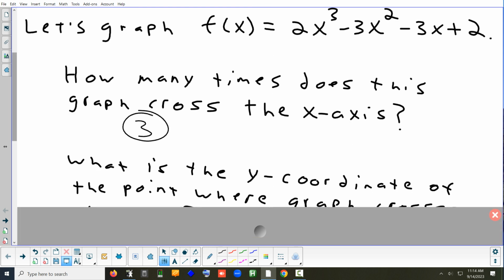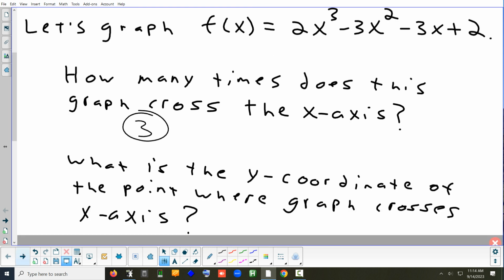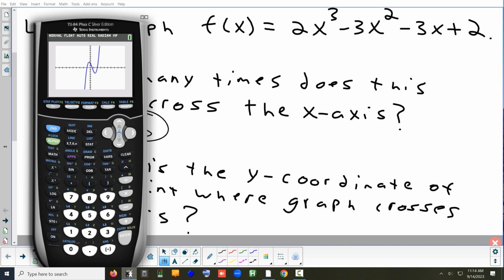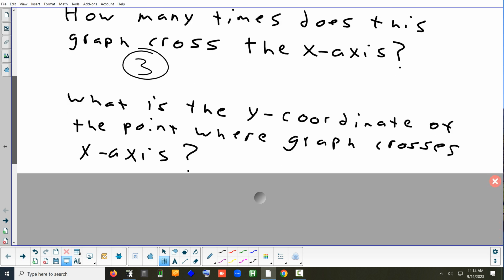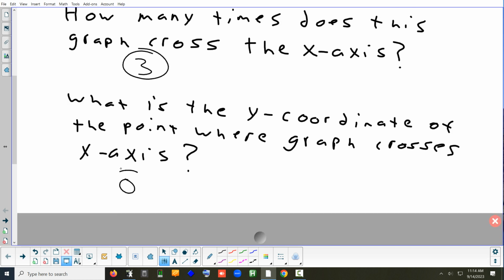At each point where it crosses, what's the y value of the coordinate? Here, here, and there. Yeah, 0. So the y value of a point that crosses the x-axis is always 0. What's the x value? Well, that we don't know. We could try to figure that out.